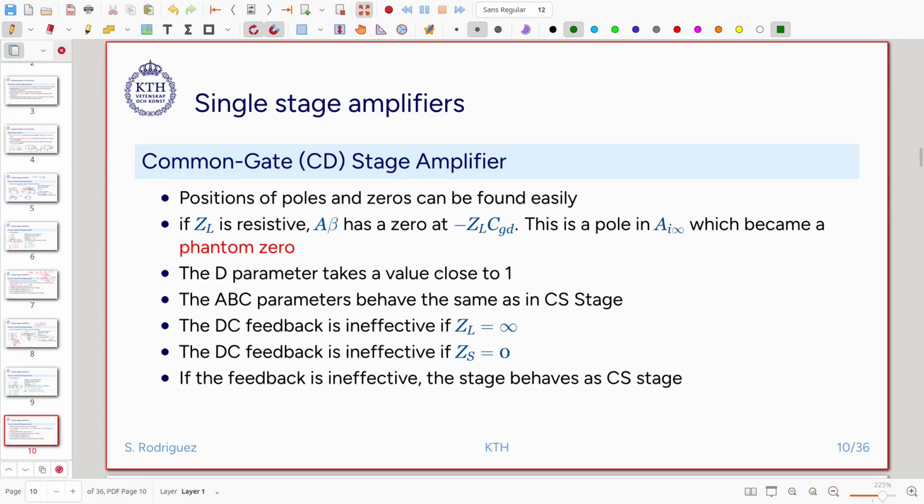We have a phantom 0 that, if the load is resistive, will be located at RSCGD. We found this one by analyzing the poles in the asymptotic gain, so we know the position of the 0 in the loop gain. Then we know that the D parameter will be close to 1 because it's working as a current buffer. We saw it from the asymptotic gain.